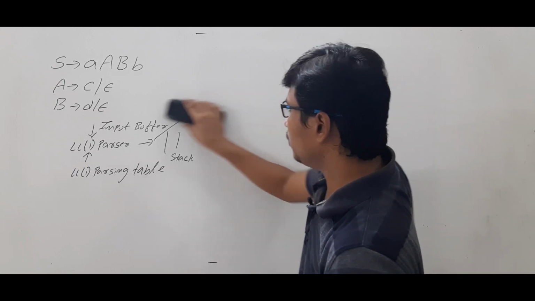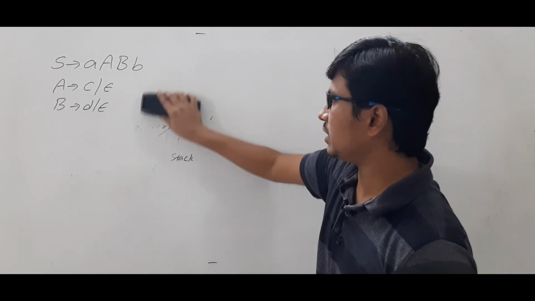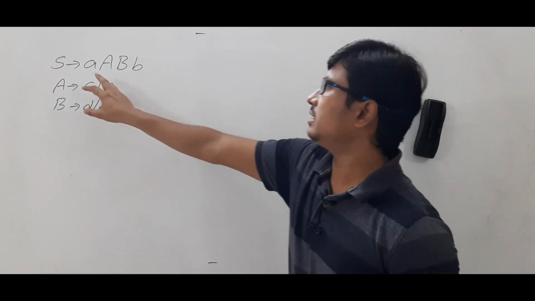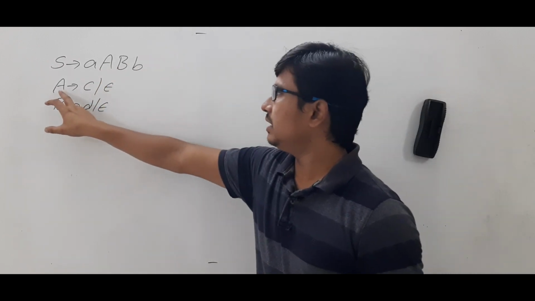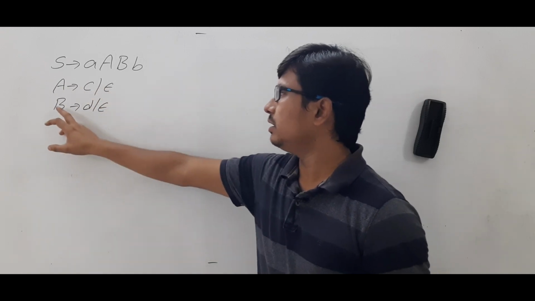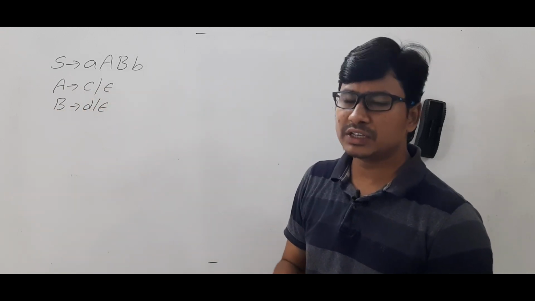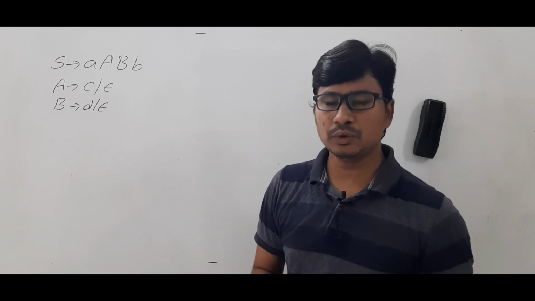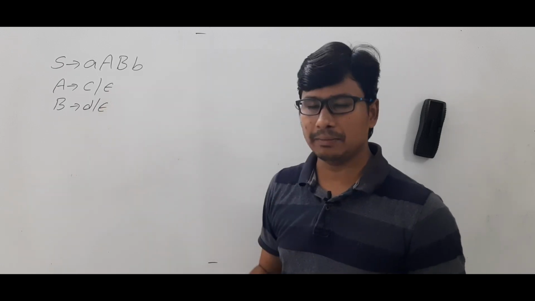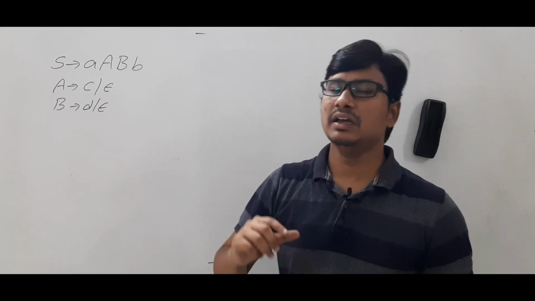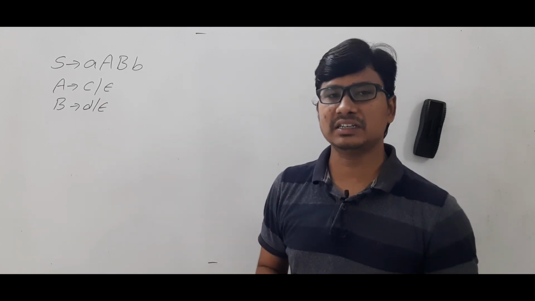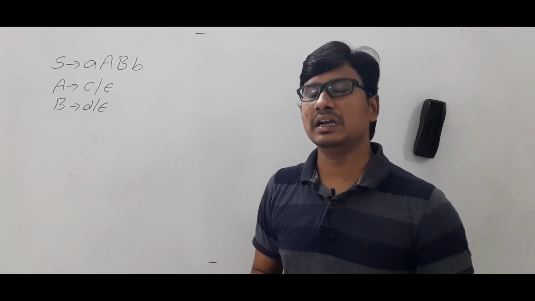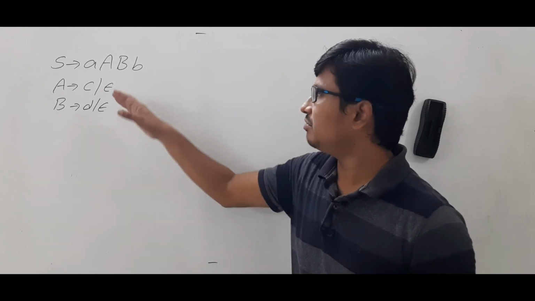Now I have taken one grammar, consisting of S determines A, B, B. A determines C, epsilon. B determines D or epsilon. If I want to construct the parsing algorithm, I need to construct the parsing table for this grammar. Then I will take the input string, and with the parsing table, I will construct the parsing tree. So our first objective is to construct the parsing table for this grammar.